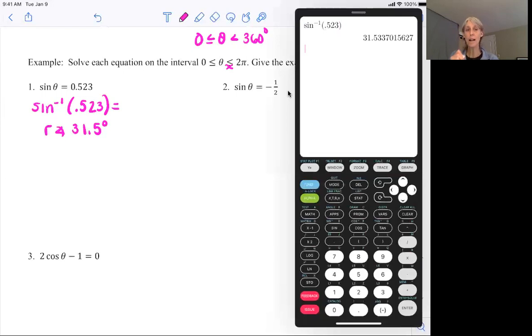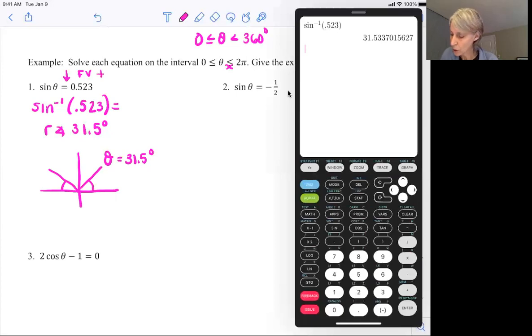Now I consider my function value. My function value is positive. What do I mean by that? The sign out front. Since there's nothing there, I know this is a positive function value. So I think to myself, where is the sine positive? Well, the sine is positive in quadrants 1 and 2. So I already have my quadrant 1 function value of the angle.